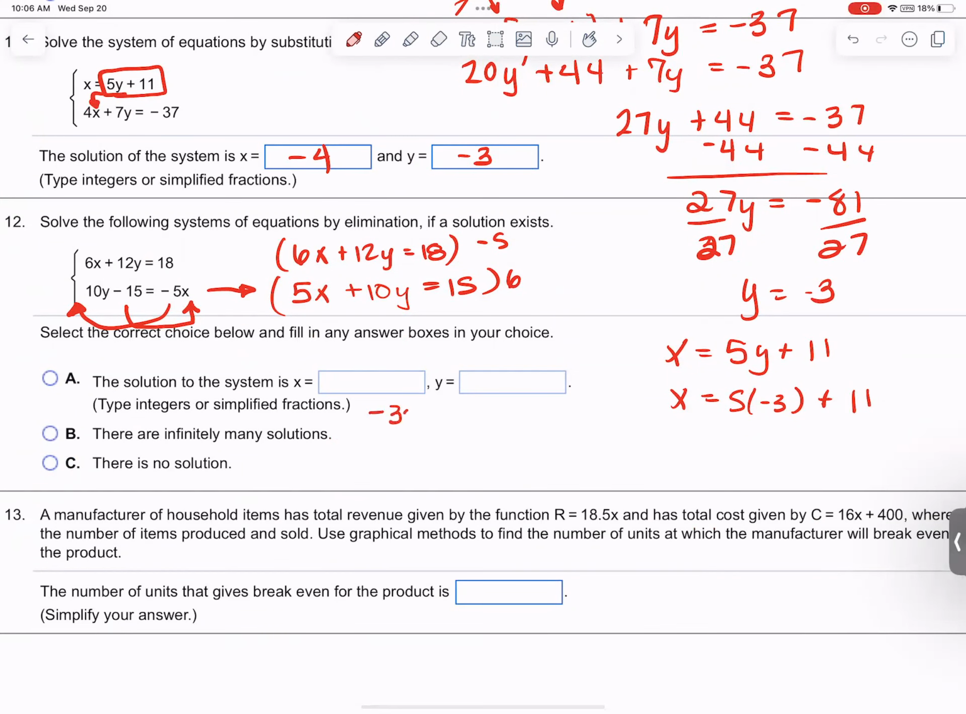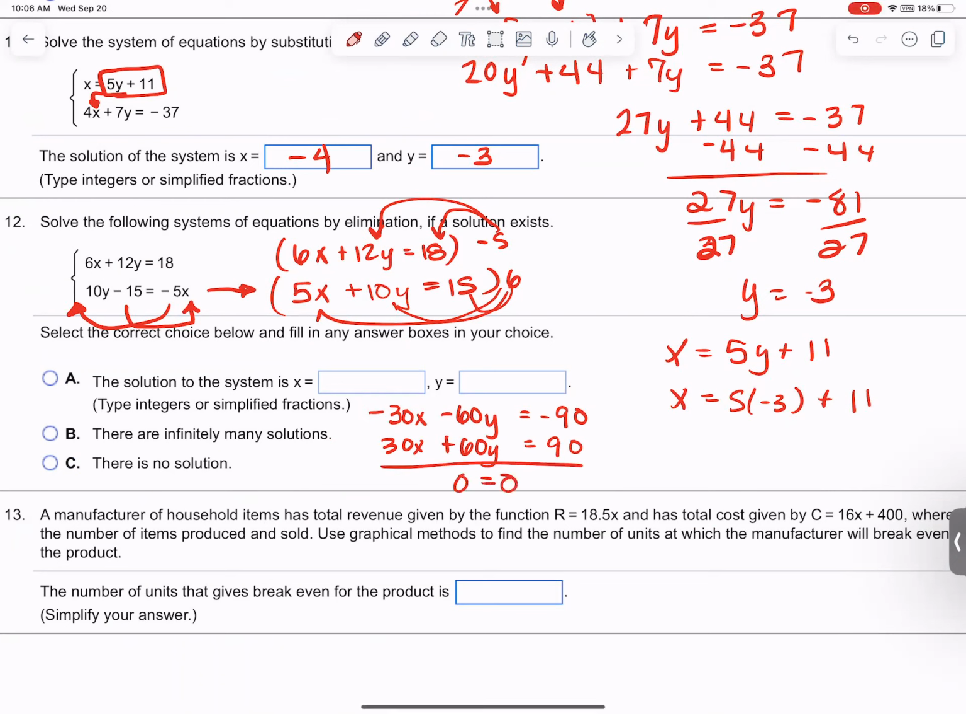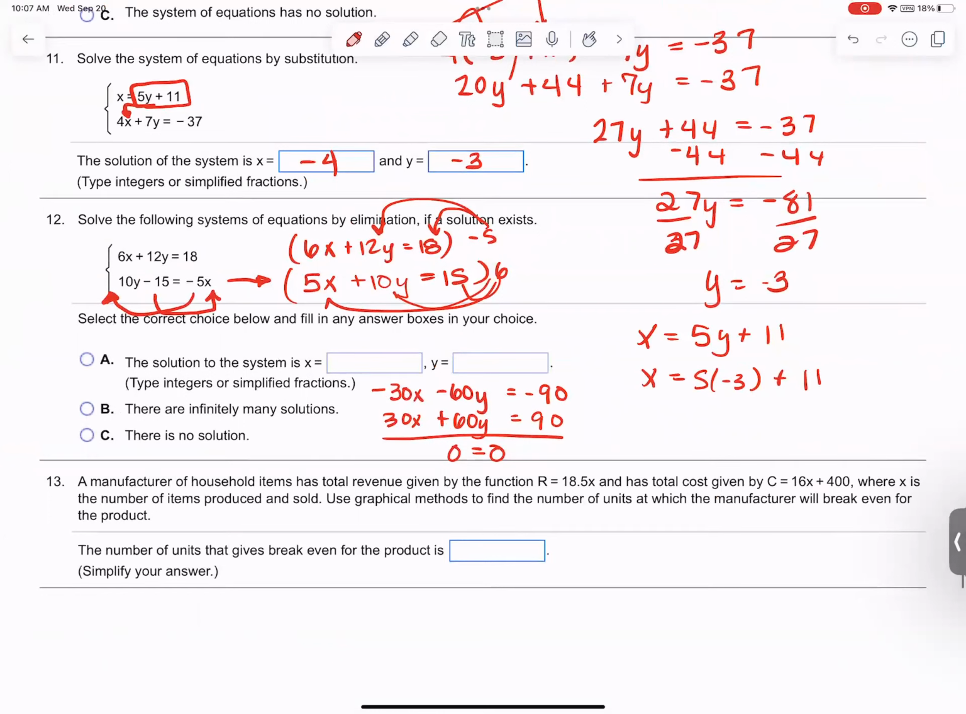So I have -30x, -5 times +12 is -60y, -5 times 18, I think that's -90. Then we're gonna multiply the 6 times the 5, get 30x. The 6 times the 10 is 60y, uh-oh. And the 6 times 15 is 90, uh-oh. What does that mean? Does not have a specific solution.